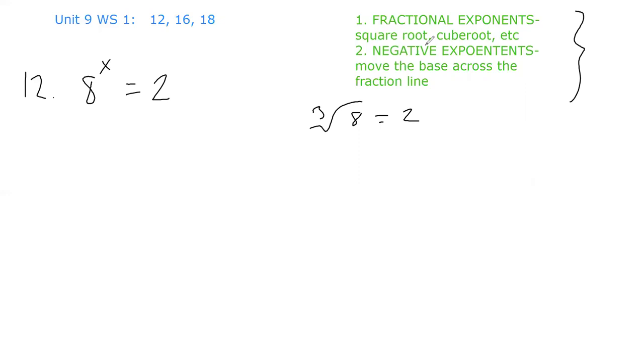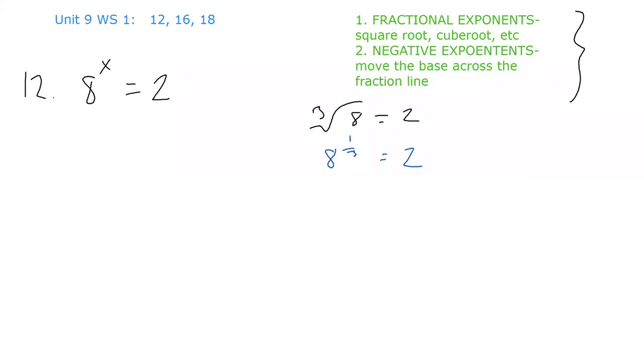So how do I write the cube root as an exponent? Well, that would be 8 to the 1/3 power if it's a cube root. So our answer is going to be 1/3, but I'm going to show you another way to get there as well.